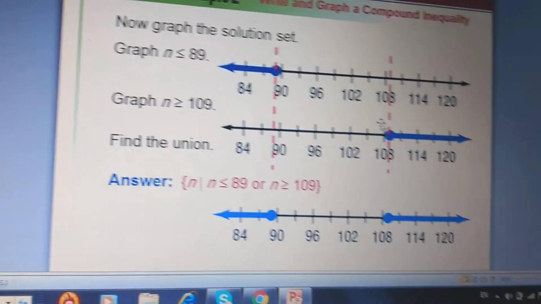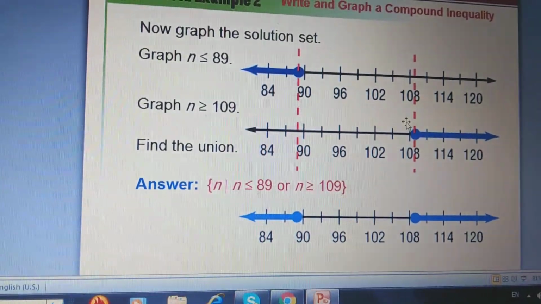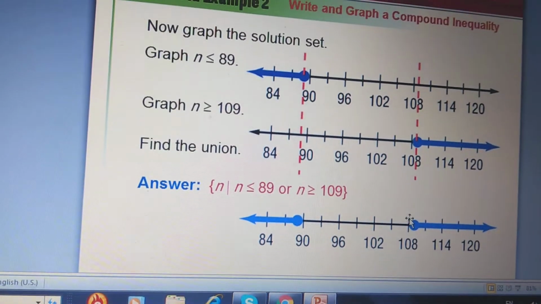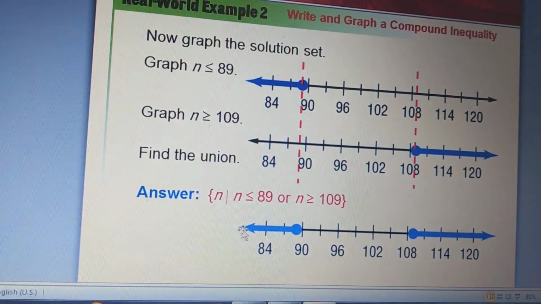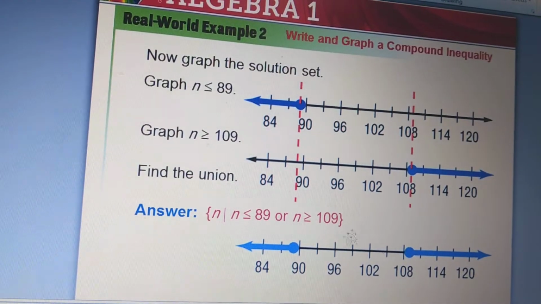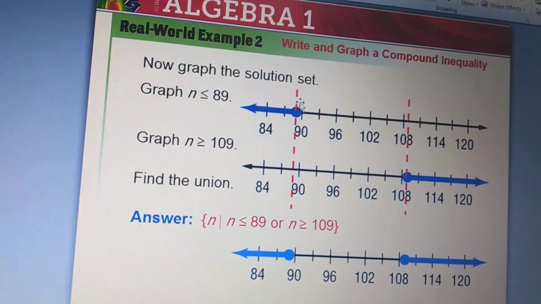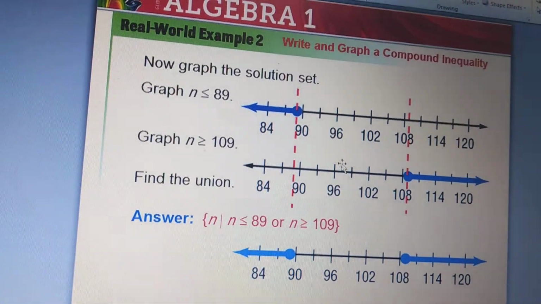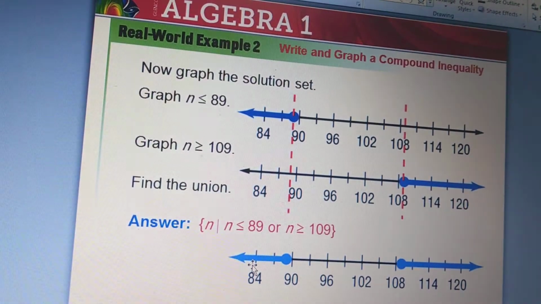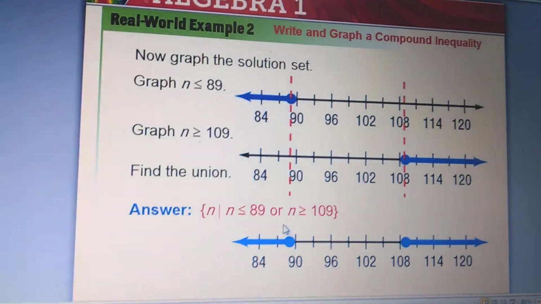Did the two graphs intersect? No, they did not intersect at all. Therefore, here I don't have an intersection. Here I have two opposite rays. This goes to the left, this goes to the right. They did not intersect at all. This is called a union. When you have or, you can have two opposite rays, one going to the left, one going to the right, or you can have two rays in the same direction. How do I know this? I know this when I graph.